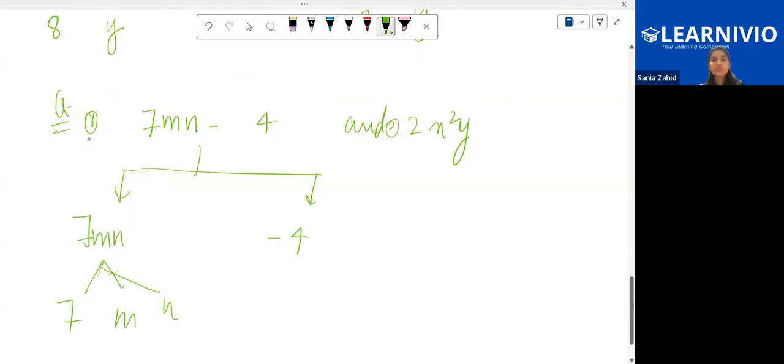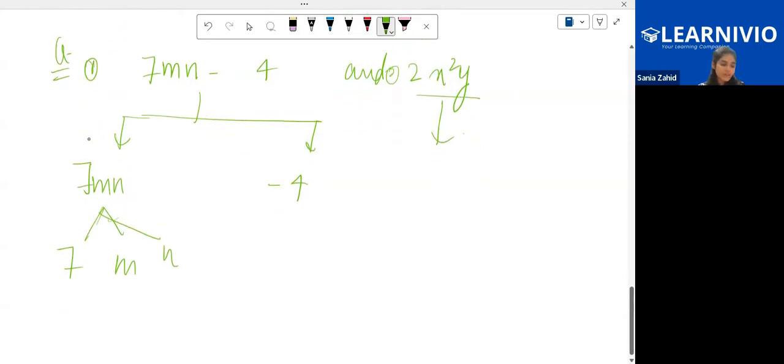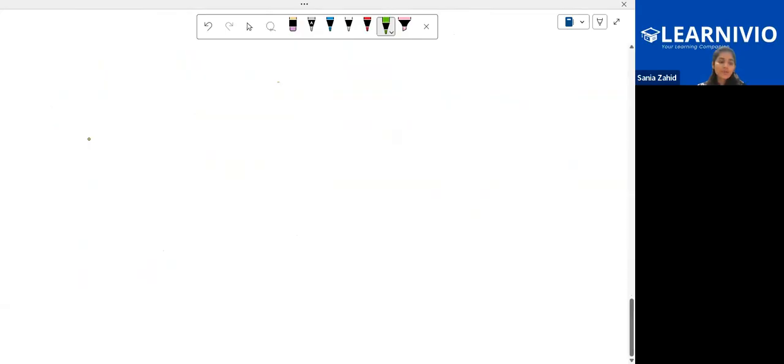Then for 2x square y, you don't have any terms because this itself is a term, so you have factors. So 2, x, x and y. Okay. Now over here in these terms, you have to identify the constant and the variable.